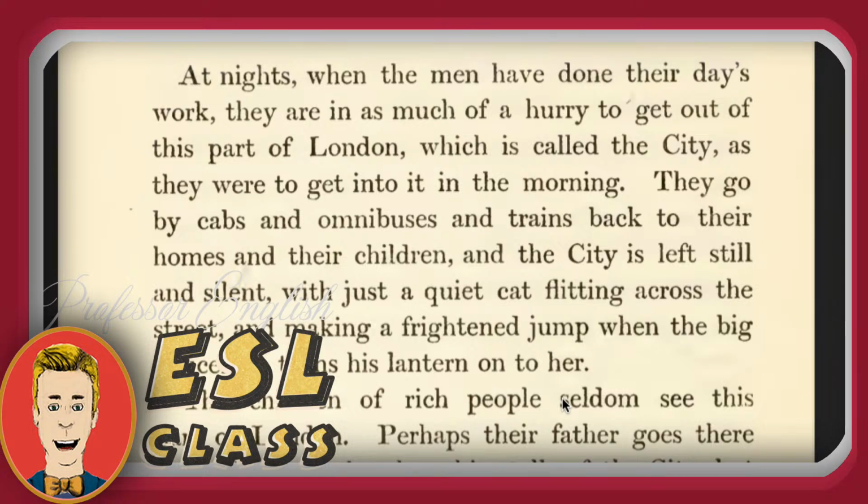At nights, when the men have done their day's work, and they're in as much of a hurry to get out of that part of London, which is called the city, as they were to get into it in the morning, they go by cabs. Remember, a cab is like a taxi, and omnibuses and trains back to their homes and their children.